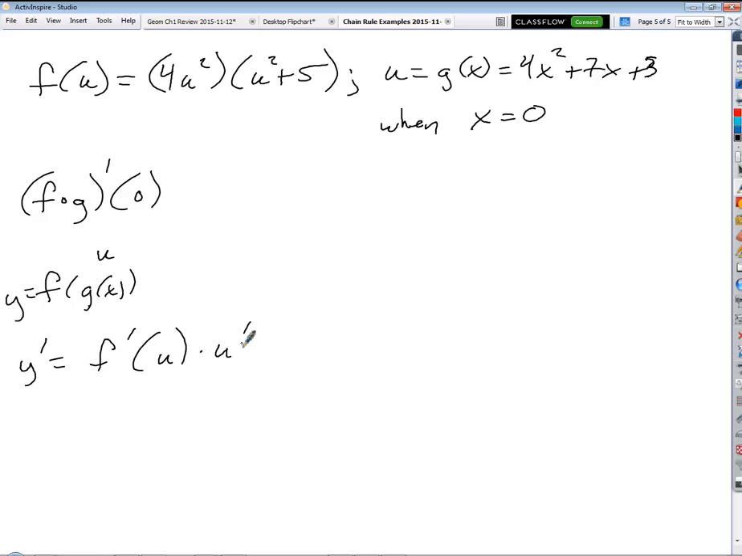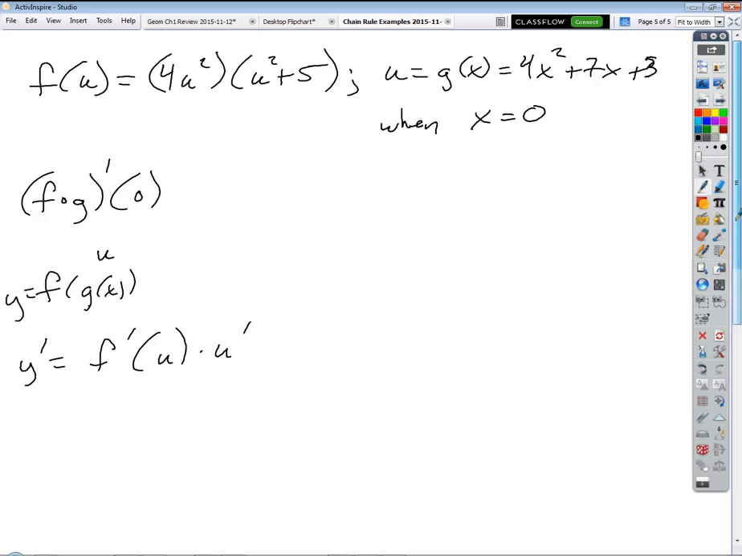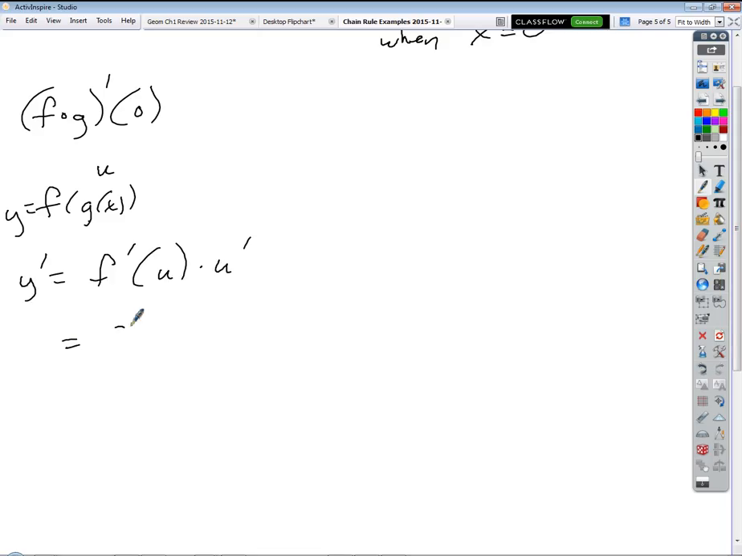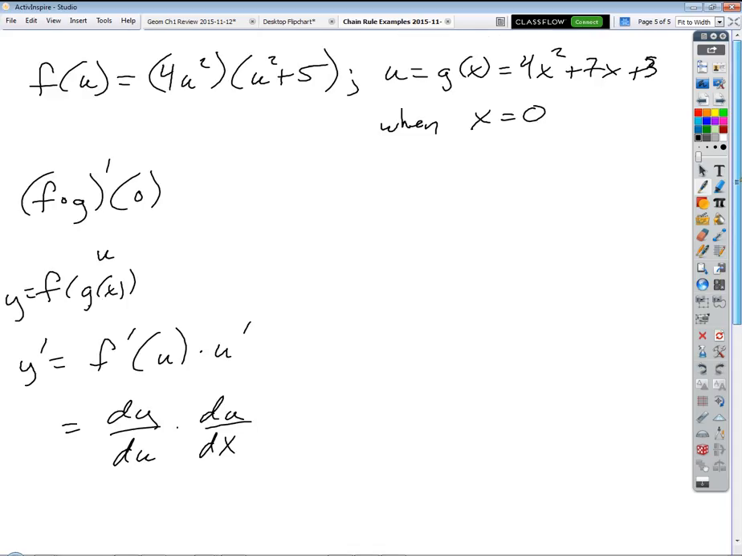Okay, another way of saying that would be y prime is the same thing as saying dy du times du dx, right? Either way though, we made this easier in a sense because you're given the function of u, right? So whether I call it f prime of u or dy du, that's not going to be hard to do. It's a product rule problem if we assume that we don't multiply it out and expand it first.